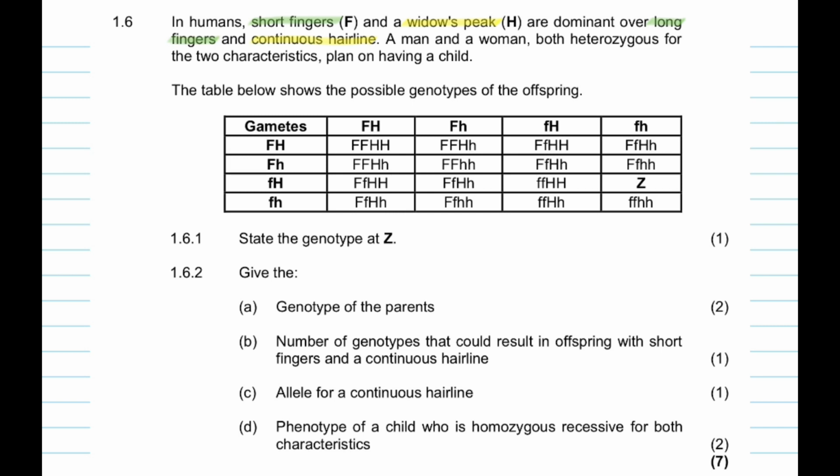And the first question they're going to ask is, state the genotype at Z. Now there is Z, and to get to that genotype, we're going to have to put the gamete at the top and the gamete at the side together. Now remember that we want to put the characteristics that go together. So if we have a look at it, we'll see we've got 2 small f's. So we're going to put those together first. And then we've got a capital H and a small h. And we'll always put the capital H first and the small h second.